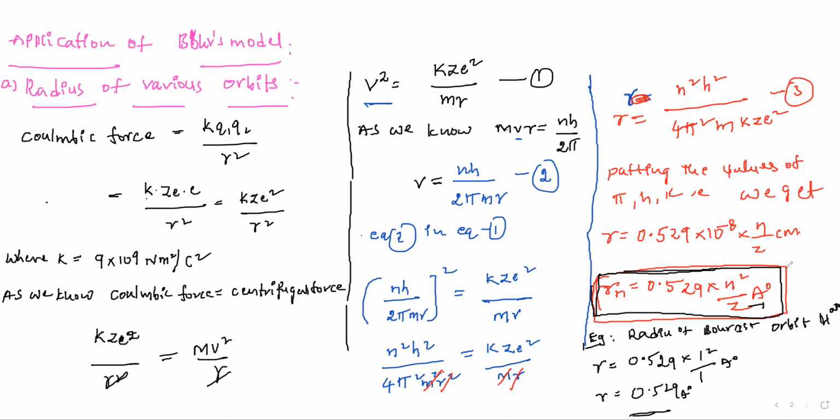This is the main formula for the radius of various orbits, Bohr's orbits.